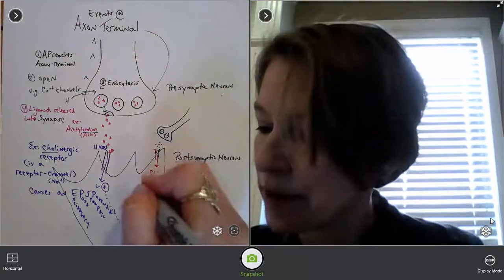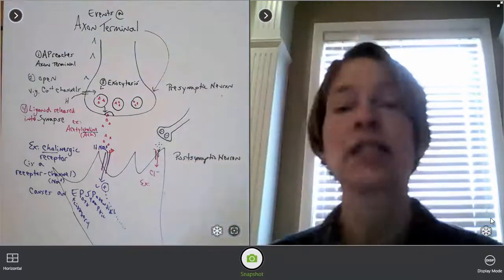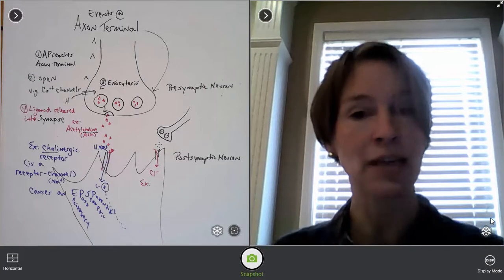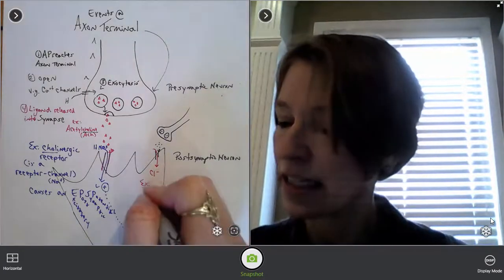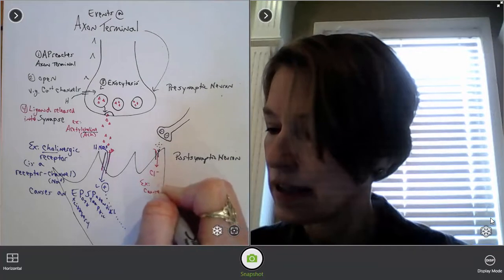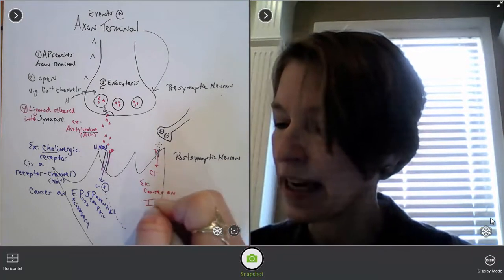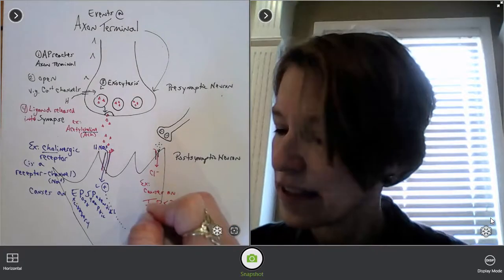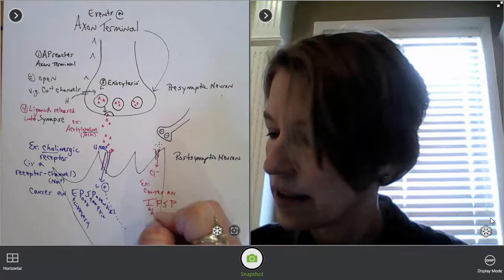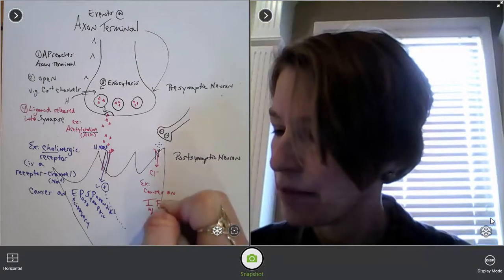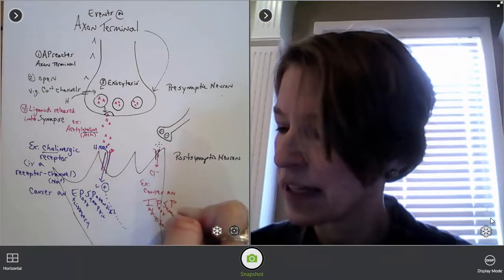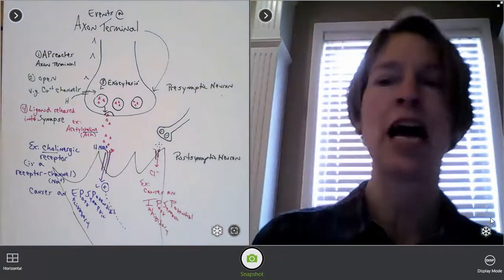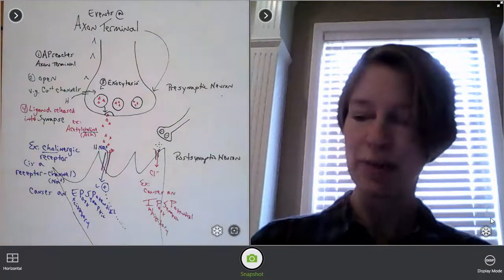So this example would cause hyperpolarization. The inside would become more negative on the postsynaptic neuron, and this causes an inhibitory postsynaptic potential. Okay? Inhibitory postsynaptic potential. Okay, again, that's the EPSP and the IPSP, which are graded potentials in the postsynaptic neuron.